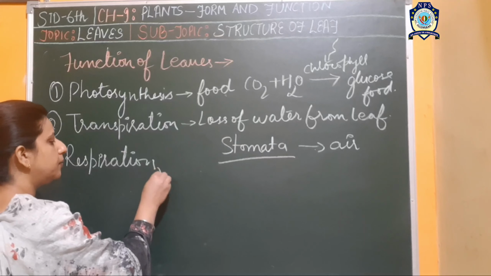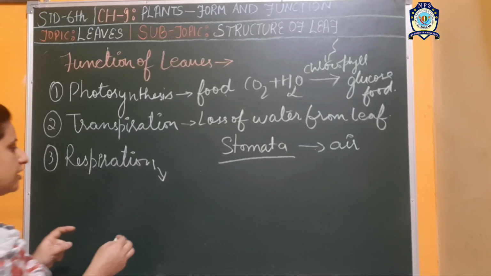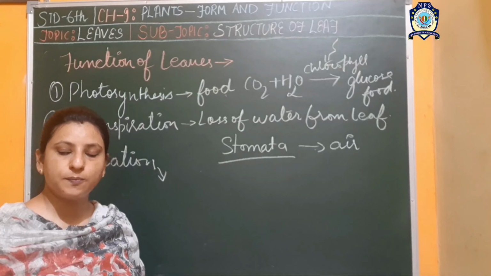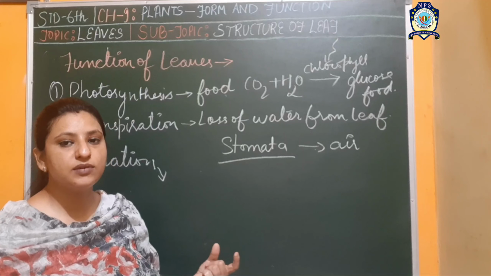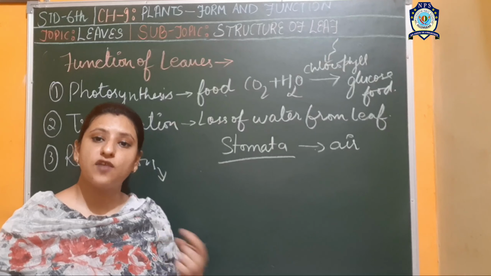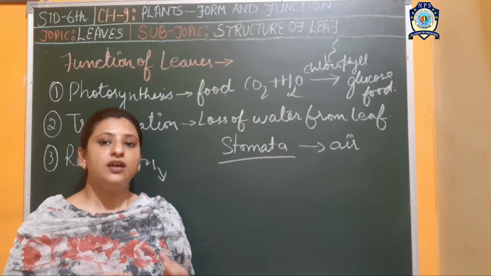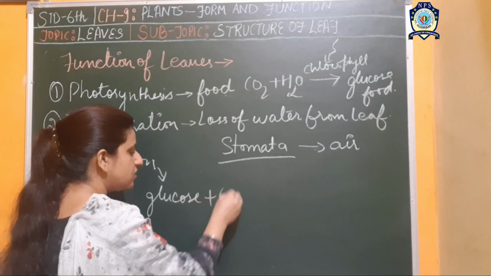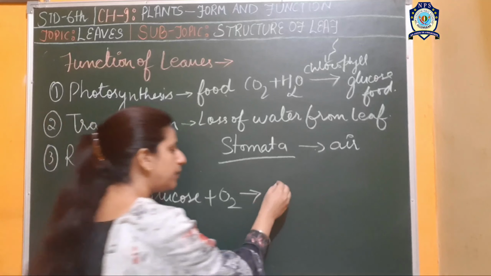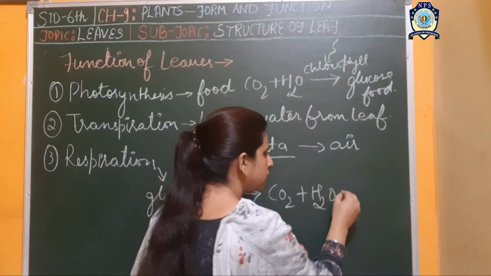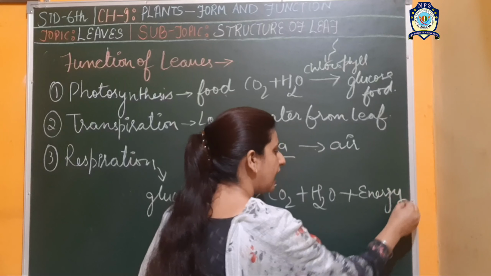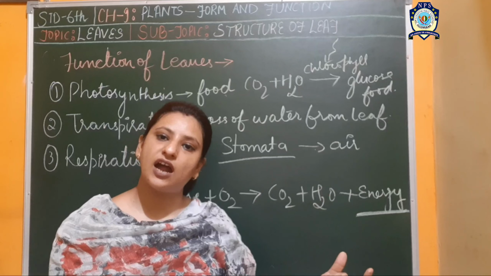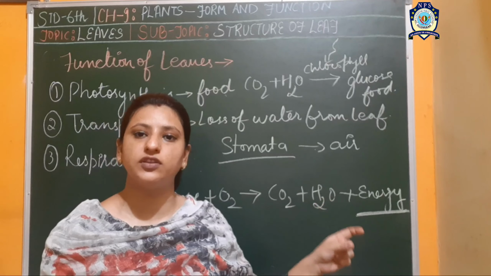Now the last function performed by the leaves is respiration. In plants, respiration also takes place. We know that respiration takes place in what? Animals, but plants also undergo respiration. Why? Because during respiration, glucose combines with oxygen, and what is produced? Carbon dioxide is produced, water is produced, and energy is released. This energy is utilized by the body of an organism, either a plant or an animal, to perform the functions of the body.